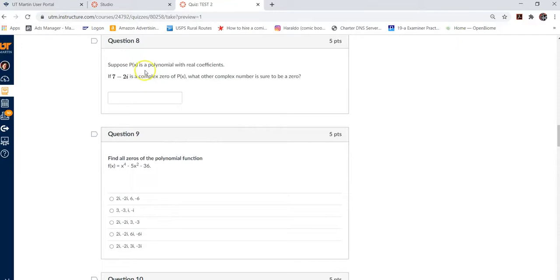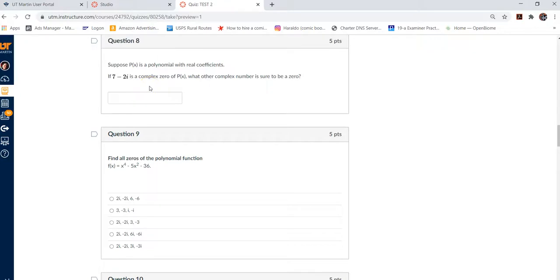All right, so suppose p of x is a polynomial with real coefficients. If 7 minus 2i is a complex 0, what other complex number is sure to be a 0? You take the complex conjugate. It will also be a 0.